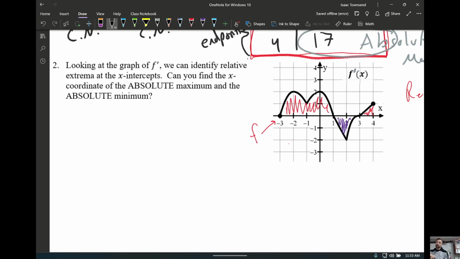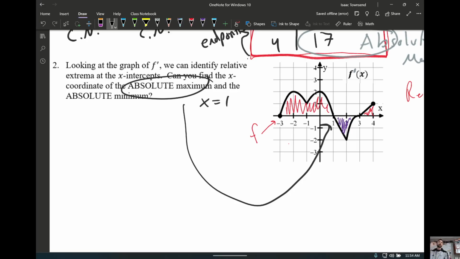Can you tell me where you think the absolute max would be? Where would it have grown the most? I agree, at x equals 1, because all of this is increasing from the start value. And sure, this is taking it away some, but x equals 1 would be where the absolute max is. That's where it's had the most growth.